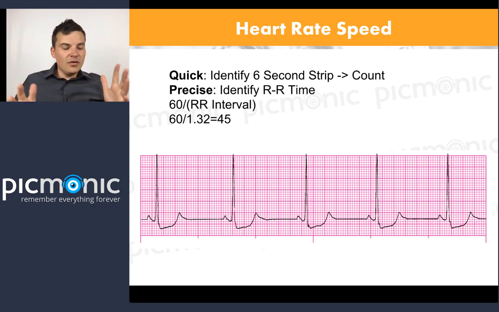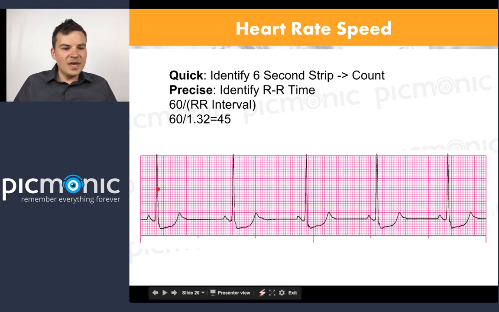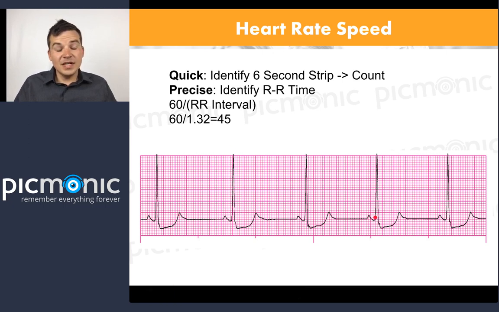Well, how do we get a heart rate speed? Literally super simple. All you have to do is identify the QRS complexes and count those, multiply it by 10. That's it. So let's look at this. Here we've got a P, a QRS, and a T. A P, QRST, PQRST, PQRST, and PQRST. So here's 1, there's 2, there's 3, there's 4, and there's 5. So there are 5 QRS complexes in this 6-second strip.